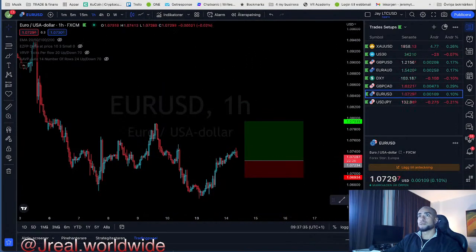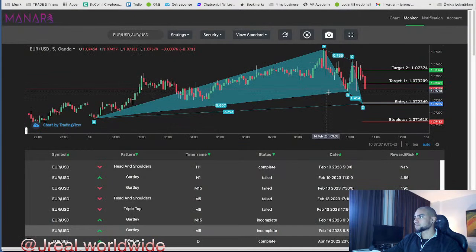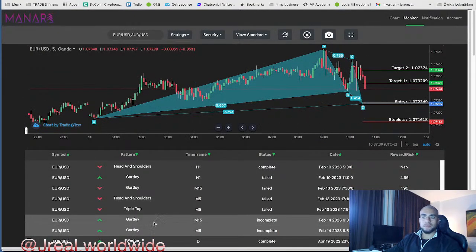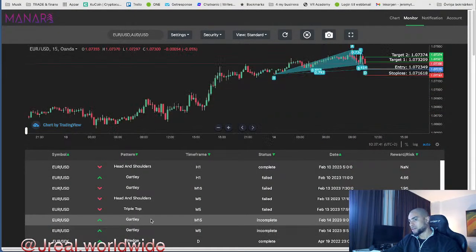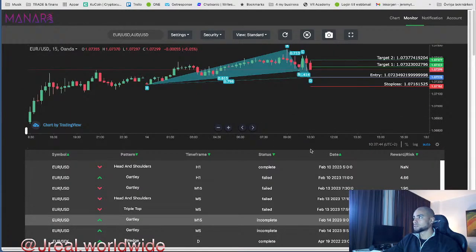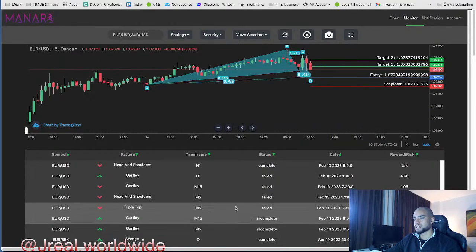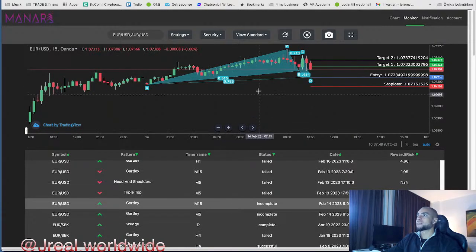It's about there. And that was the Gartley pattern. We have the Gartley pattern here as well, also incomplete. 1.0723, same thing.